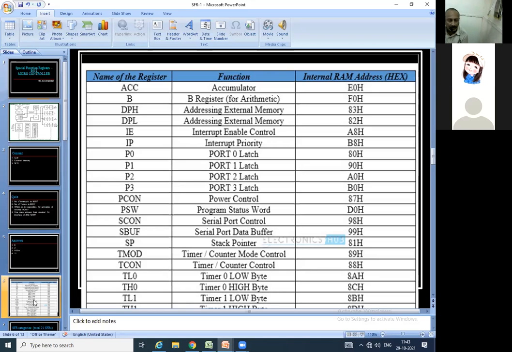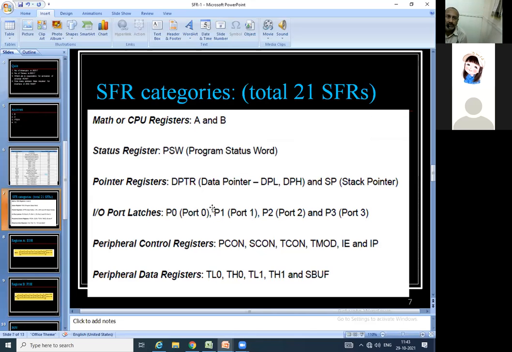Upper 128 bytes are nothing but the SFR. So in SFR, which registers are coming? This is a brief summary of that. Total 21 SFRs are available or present, and they can be used as per their different uses. The nomenclature and their distribution has been done in this way. So this is a very important slide.